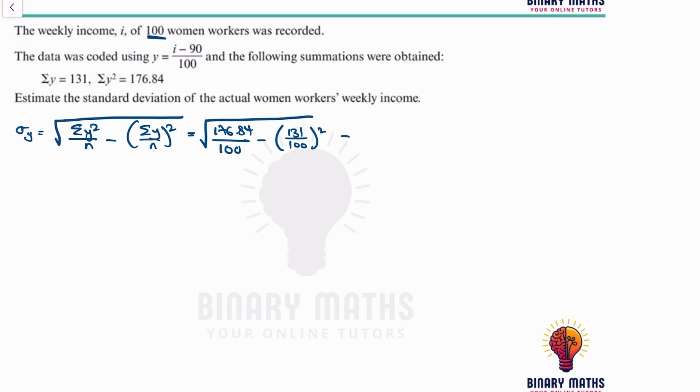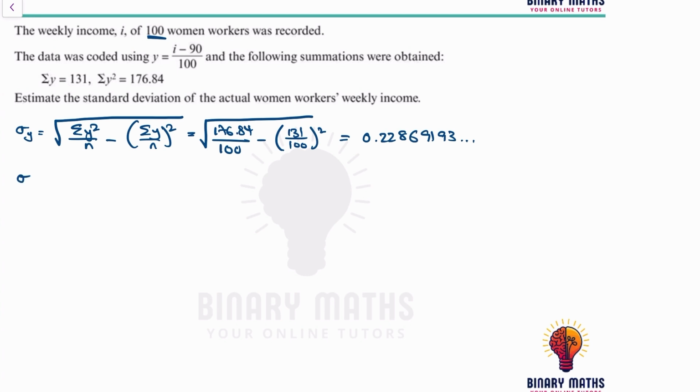If I put that into my calculator, I end up getting 0.22869193, and so on, which is equal to 0.23 when rounded. But maybe we don't need to round it because we're going to use this answer, so let's not round it. So that is sigma of y, which is the standard deviation of the coded data.